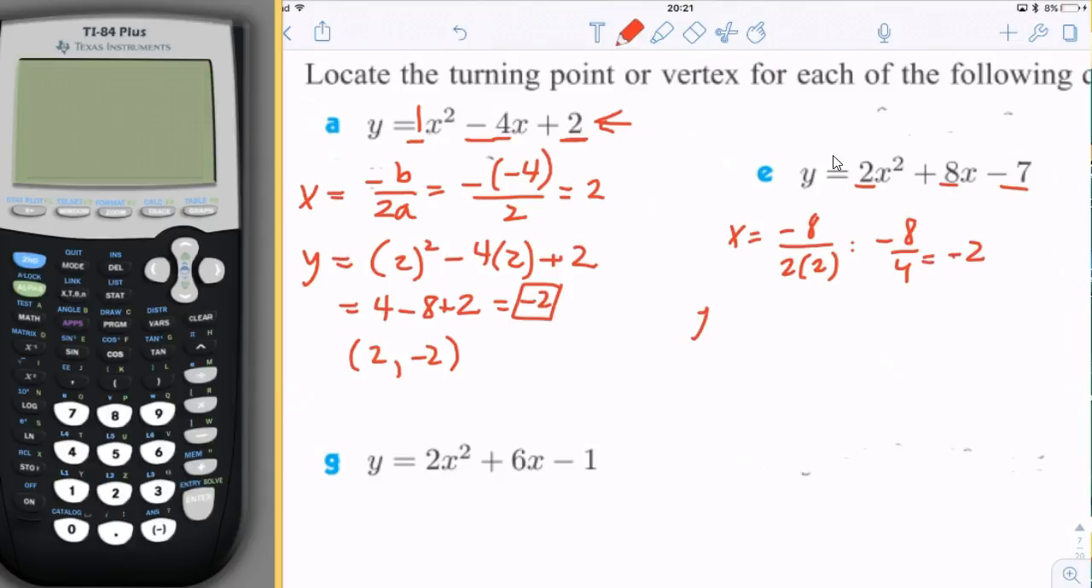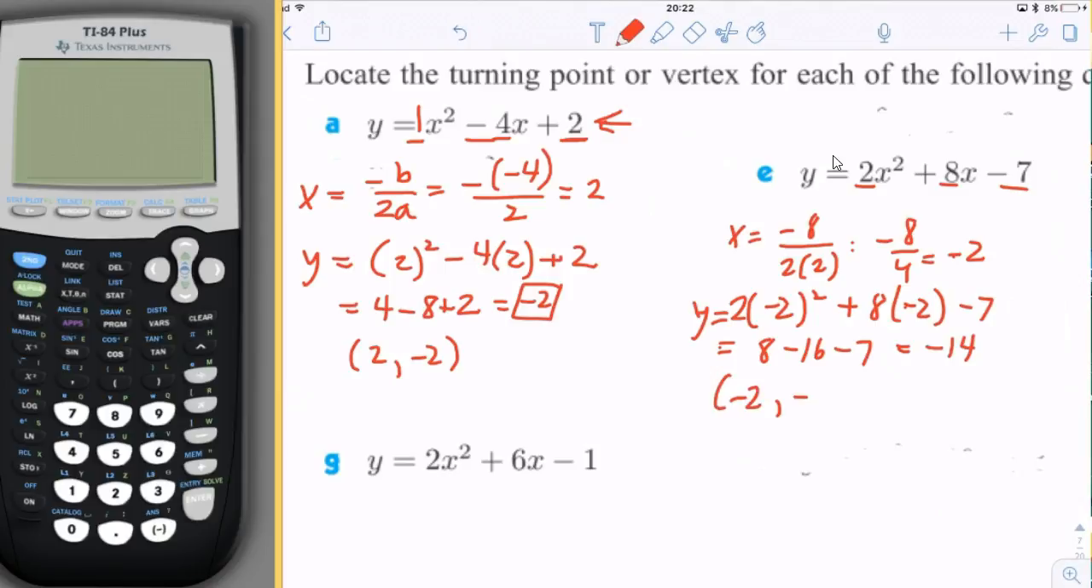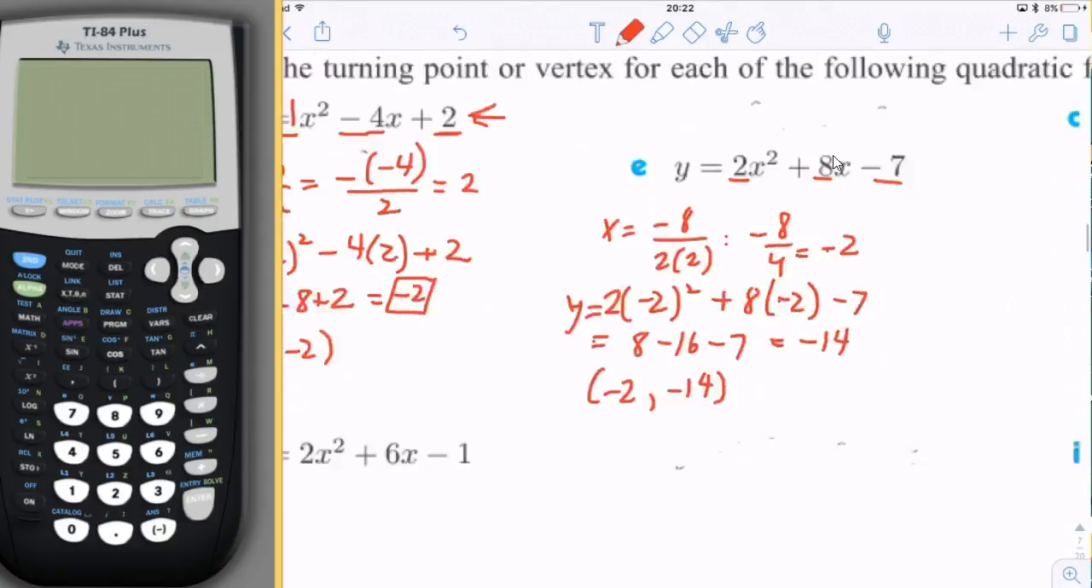And the y coordinate we can find just by plugging in that x coordinate in for everything. So negative 2 squared plus 8 times negative 2 minus 7. So that would be equal to 2 times 4, which is 8, minus 16, minus 7. So that would be equal to 1 minus 15, which is negative 14. So the coordinates of the vertex are negative 2, comma, negative 14.